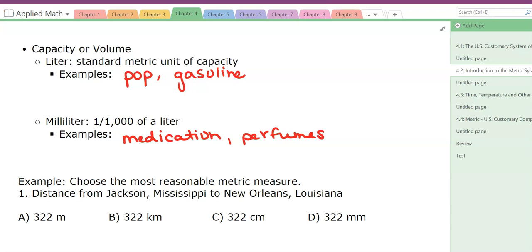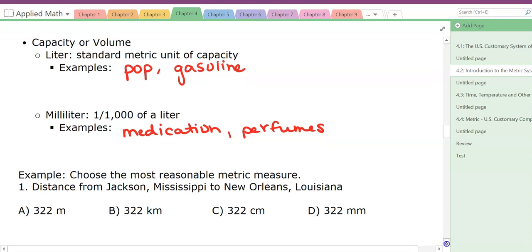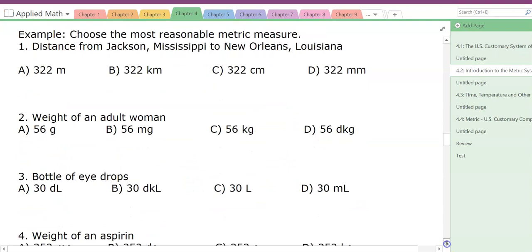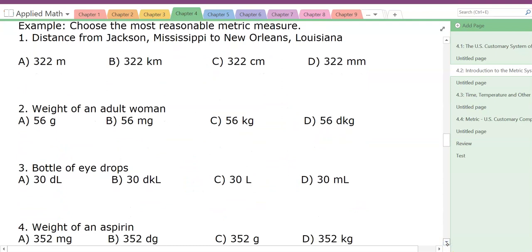So we're going to do a little bit of practice with choosing the appropriate measure. Okay, so we've got 4 of them here. I'm going to give you guys a minute. I want you to look through them and decide which one you think would be the appropriate measure, and then we'll come through and talk about which one it should be.